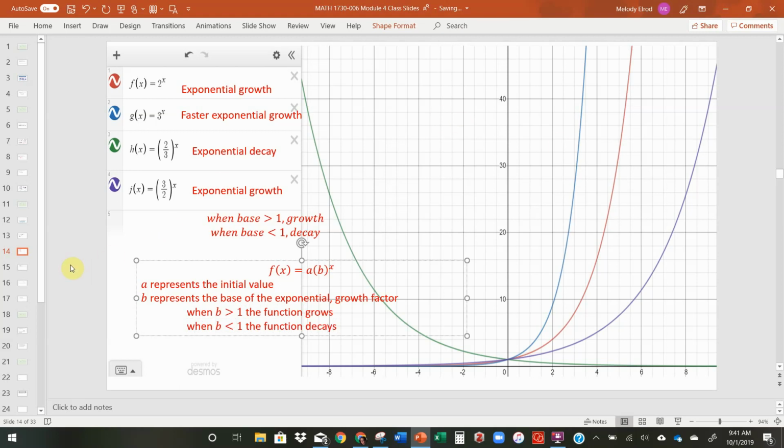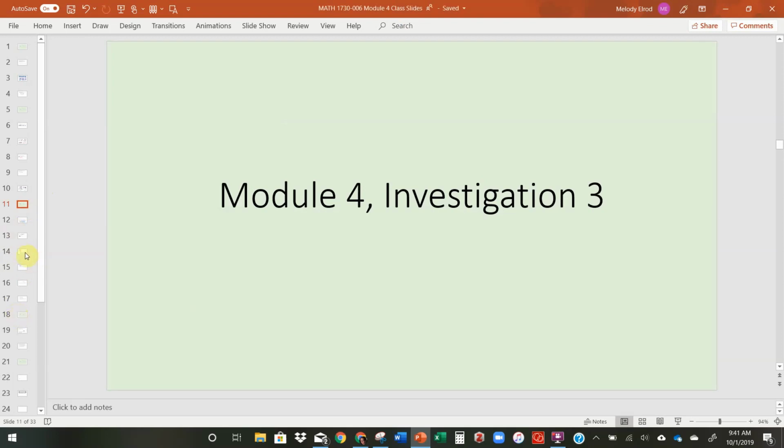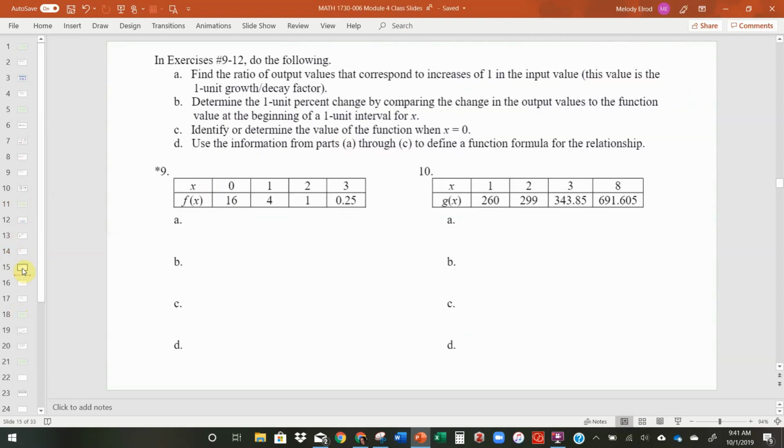All right, so here's what I need you to do. For tomorrow, I'd like for you to take a look at Module 4, Investigation 3, problem number 9. Specifically, I'd like for you to look at just problem number 9. You don't have to do number 10 as well, but the directions for all of 9 through 12 are right here on this slide, which is why I included them in the Dropbox. I want you to find the ratio of output values that correspond to increases of 1 in the input value. This value is the 1 unit growth or decay factor.